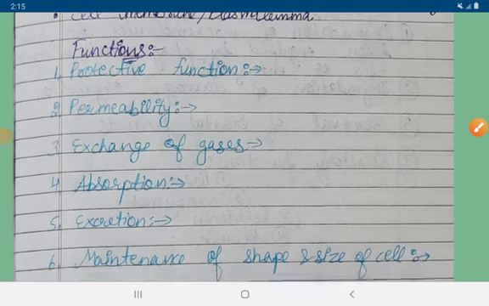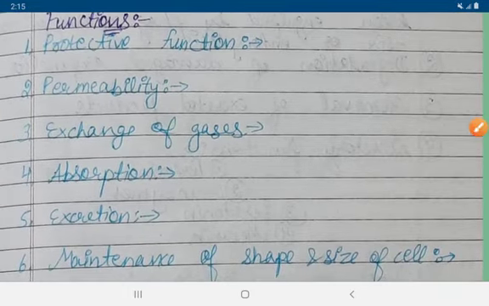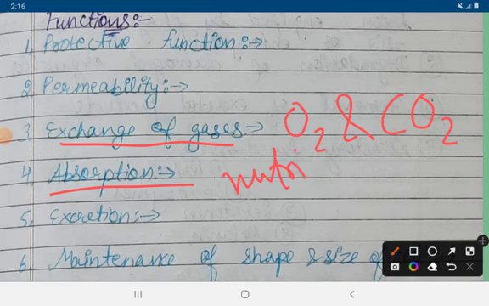The next function is exchange of gases. Oxygen and carbon dioxide can diffuse into and out of the cell through the cell membrane as they are soluble in the cell membrane. The next function of cell membrane is absorption. Some substances are absorbed through the cell membrane, especially nutrients. The next function is excretion. Some unwanted excretory wastes are thrown out of the cell through the plasma membrane.